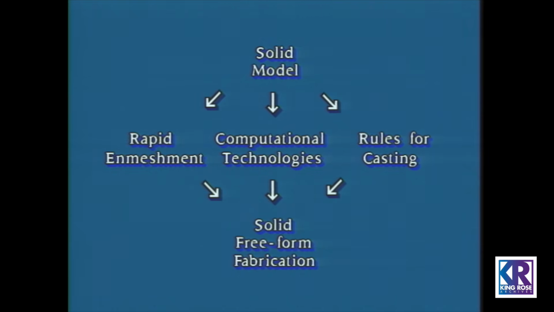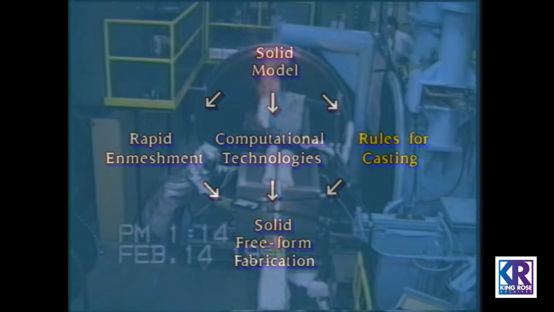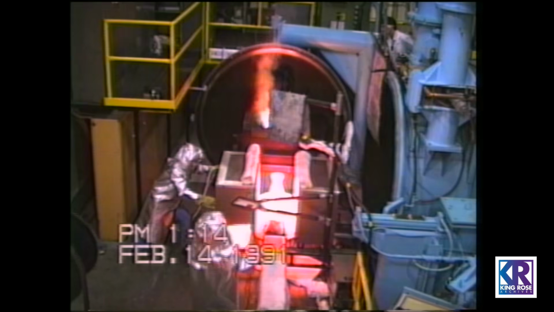Although FastCast is an integrated program, each of the individual components represents significant advances and may have immediate applicability. An example of this is the set of fluidity experiments and subsequent rules for casting. In addition to benchmarking computer models, these rules can be used to directly aid the gating of a complex casting.